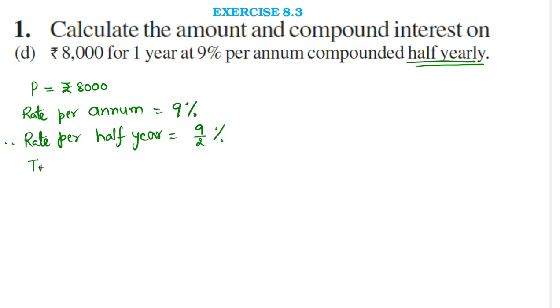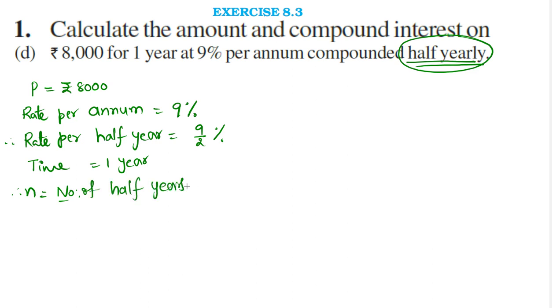Now time equal to how much? 1 year. In 1 year, how many half years? There will be 2 half years. Therefore, n equal to number of half years in 1 year. That is equal to 2. So we can use the formula. Therefore, A equal to P into 1 plus R by 100 whole to the power of n.